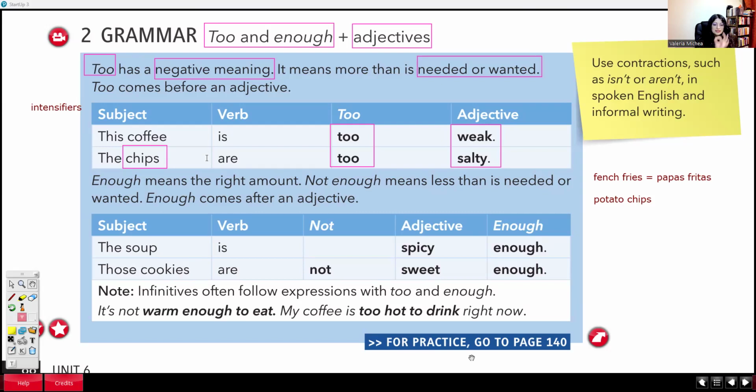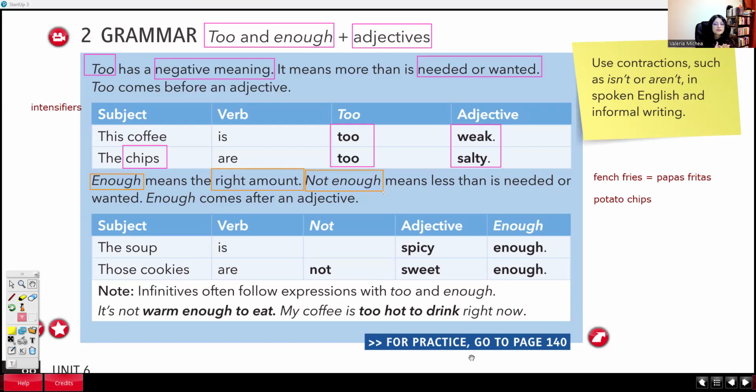And that is the difference between too and enough. Because with enough, it's not more than we need, it's just the right amount, right? So enough means the right amount. Exactly what we need, exactly what we want. But we also can say not enough in the negative form, which means less than it's needed or wanted.